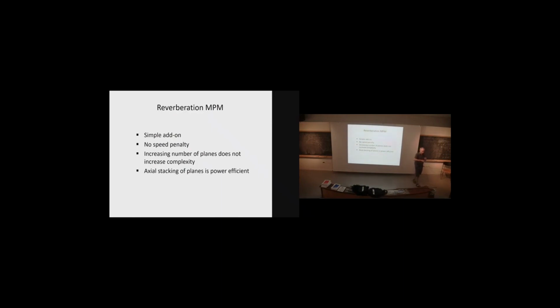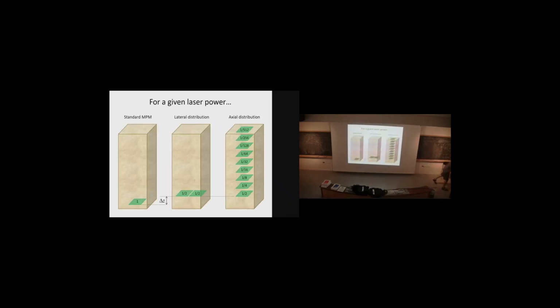You get many, many layers, and many layers without adding complexity. It's the same system. You can get an arbitrary number of layers. No speed penalty. We're still doing video rate scanning. Increasing the number of planes does not increase complexity. So it's the same system. And what's actually very beneficial, which we didn't realize at first, is that if you want many planes or many zones of interest from your sample, you're much better off stacking those zones of interest axially than laterally. It's much more power efficient to stack them axially than laterally.